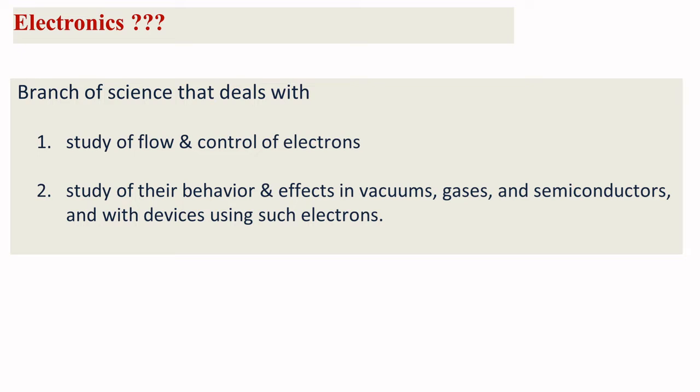When you see the definition of electronics, it is used to study the flow of electrons or the control of electrons. So we say it is the study of flow and control of electrons, especially in vacuum, gases and semiconductors. That is what defines electronics.